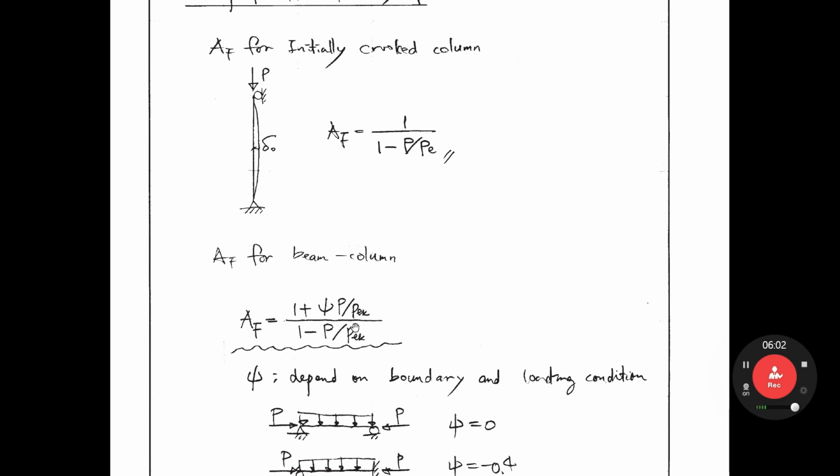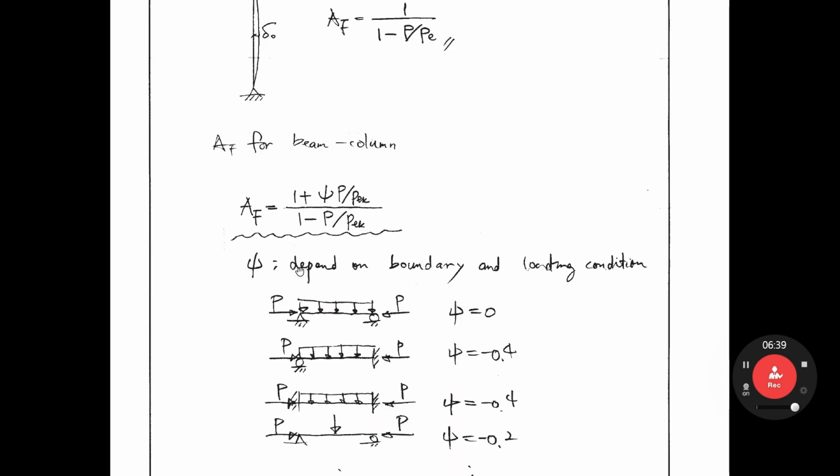PEK means the overbuckling load considering boundary condition. PE means overbuckling load when both ends are hinged, then we call it PE. If the boundary condition is changed, then we call it PEK. By the way, the amplification factor for beam column is like this: 1 plus psi P over PEK, over 1 minus P over PEK. This psi depends on the boundary and loading condition. Different boundary conditions give different values of the amplification factor.